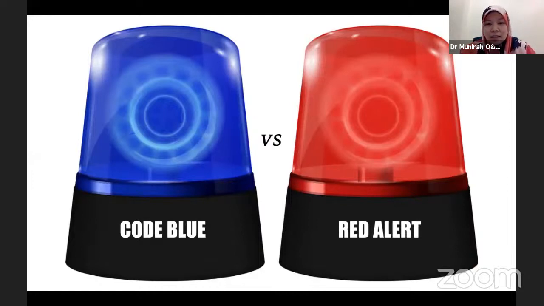And if after assessment by the doctor you find out that the person is pregnant, then you actually trigger red alert. I'll go through the flow chart in a few minutes, later on. It may actually make it even clearer afterwards.